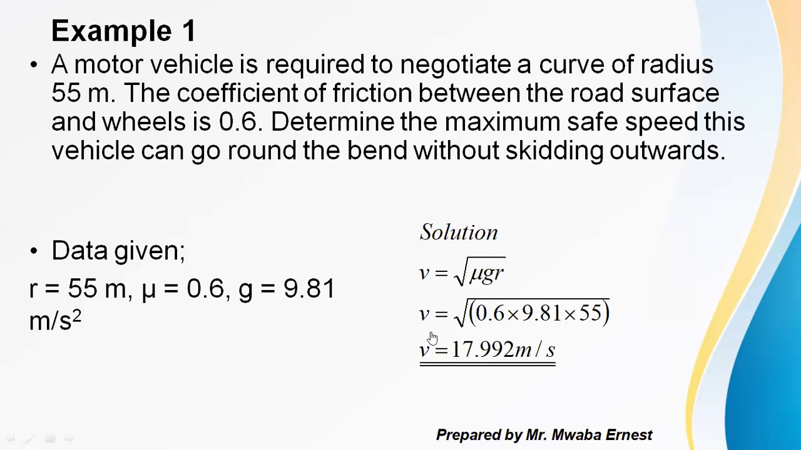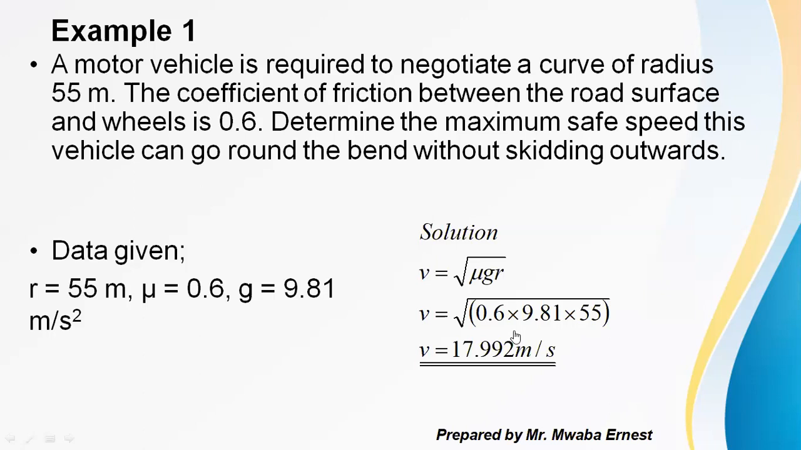We might as well convert this to kilometers per hour by multiplying this number by 3.6, or by 3,600 divided by 1,000. Then we get its equivalent in kilometers per hour.